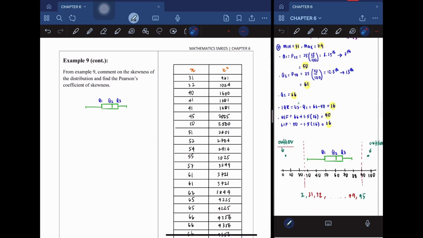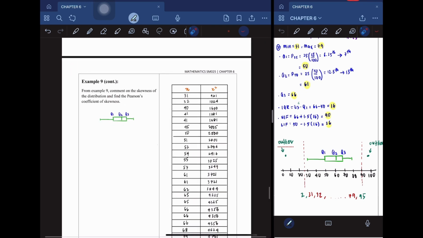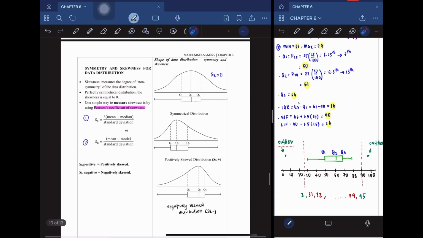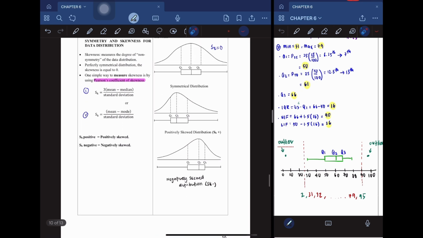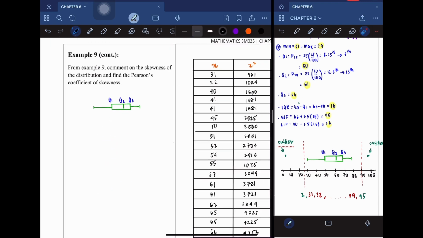Okay, so this is our box and plot. Looking at the box and plot, we can see that the whiskers on the left hand side are longer, as well as the box, it is longer on the left hand side. So remember that we have three shapes of distribution. Okay, so it is the third case actually. We can see that the whiskers and the box are longer on the left hand side, so meaning that our data is negatively skewed. Okay, so that is the comment for our box plot.